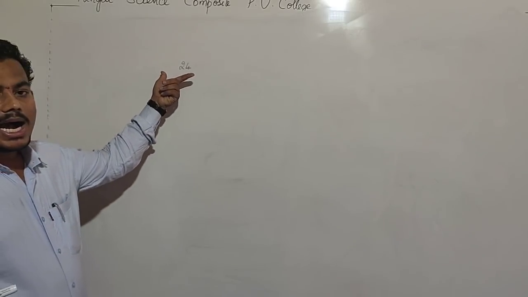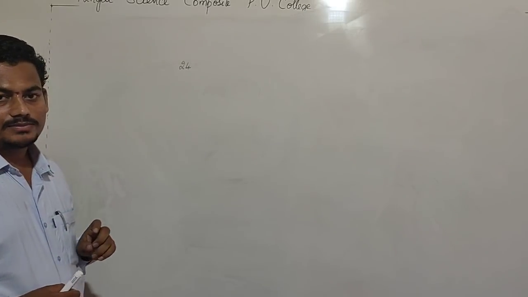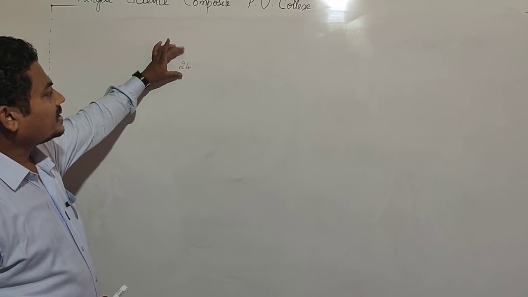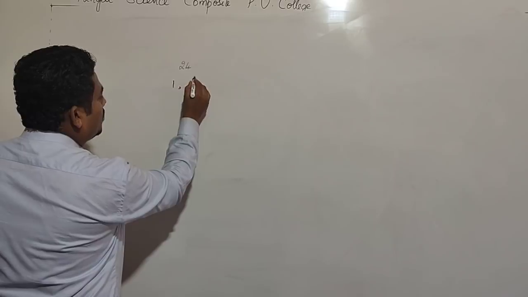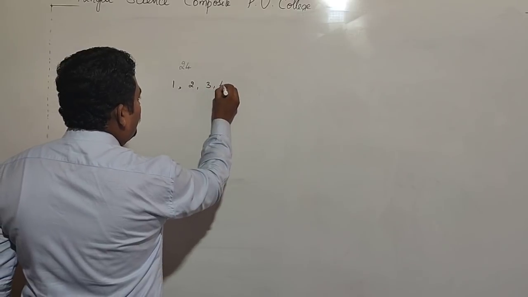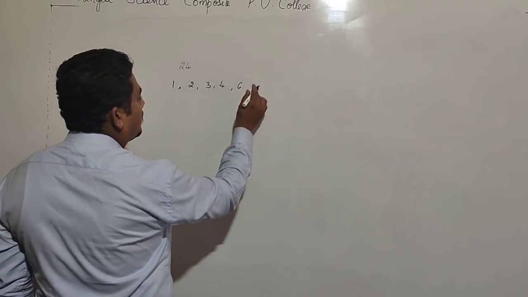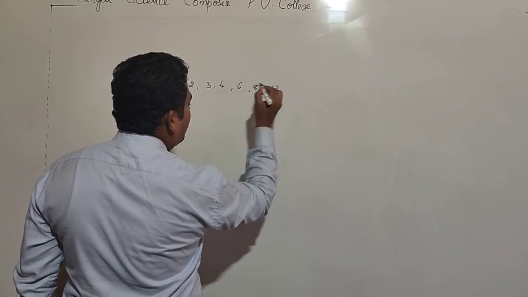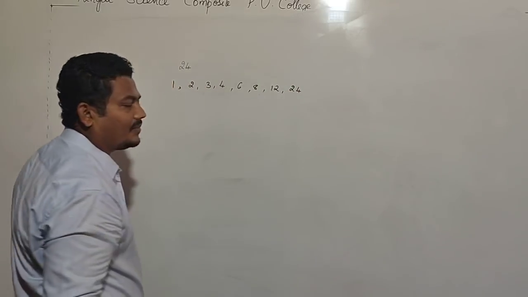Before writing the order of this matrix, first write all the factors of 24. Clearly 1 is a factor of 24, 2 is a factor of 24, 3 is a factor of 24, 4 is a factor of 24, next 6 is a factor of 24, then 8 is a factor of 24, next 12 is a factor of 24, next 24 is a factor of 24.